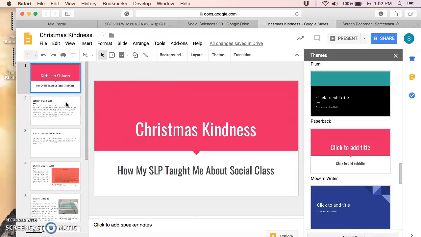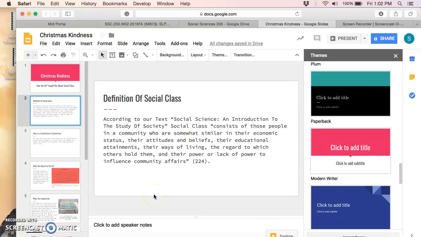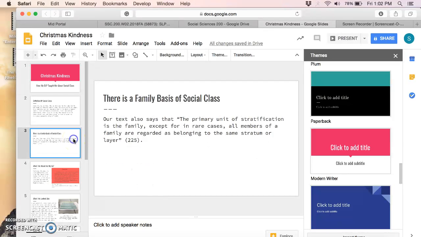The definition of social class, according to our text, Social Science and Introduction to the Study of Society, is that social class consists of those people in a community who are somewhat similar in their economic status, their attitudes and beliefs, their educational attainments, their ways of living, the regard to which others hold them, and their power or lack of power to influence community affairs. There is a family basis of social class.